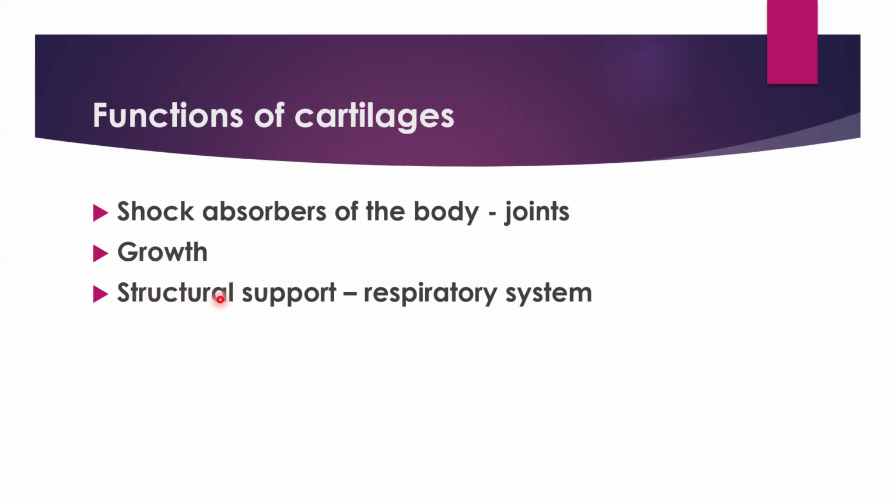Some other cartilages will be found in the respiratory system, where we'll have hyaline cartilage. This hyaline cartilage that is found in the respiratory system maintains the bronchus and the trachea in their position, allowing them to remain open to allow oxygen to move in and out. So the gaseous substance will be able to move in and out by the help of cartilages, which provide the structural support to the respiratory system.